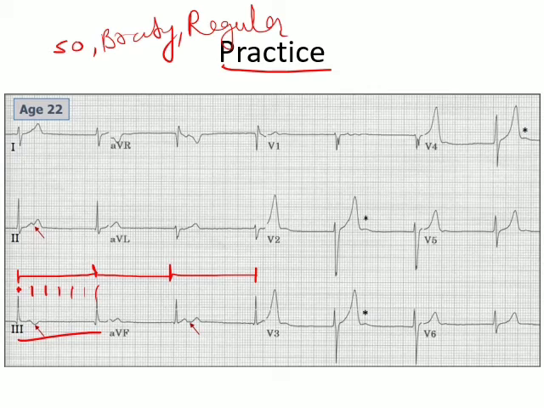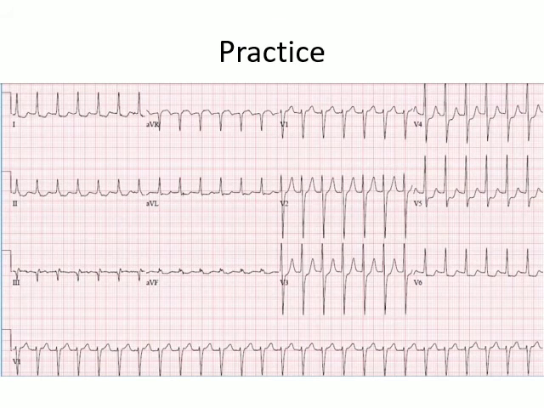And looking at the axis, you can easily make out that lead 1 looks predominantly negative. So going back to our slide, if lead 1 is negative, it means that there is right axis deviation. Now there are multiple causes of right and left axis deviation that I am going to discuss in detail in the video on axis.